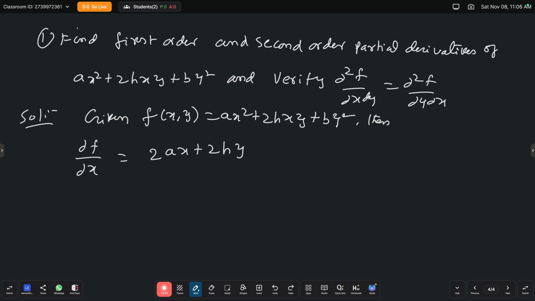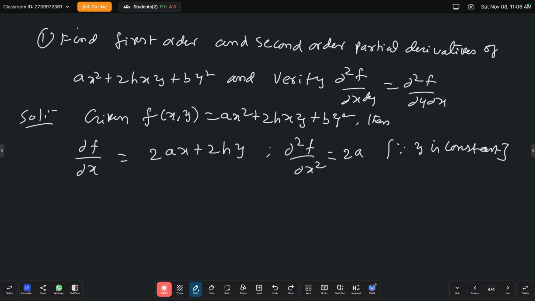So d/dx of x² is 2x, that is 2ax. A and b are constants. And for 2h, ∂x/∂x is 1 and y is a constant. Plus b is a constant and y is a constant. d/dx of a constant is 0. So that's why ∂f/∂x is 2ax + 2hy. And the same way, second order ∂²f/∂x². Again with respect to x, ∂x/∂x is nothing but 1 and 2hy is a constant. d/dx of a constant is 0. With respect to x, y is a constant. That is 2a.